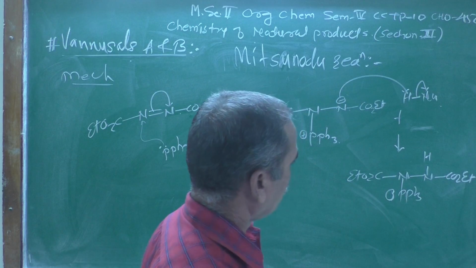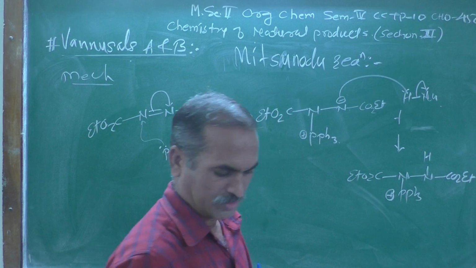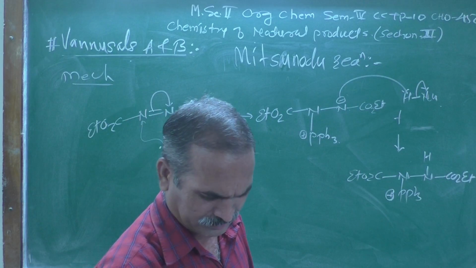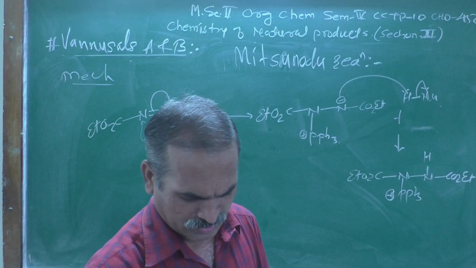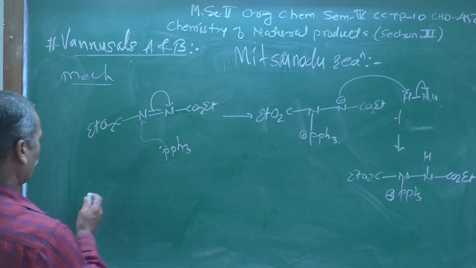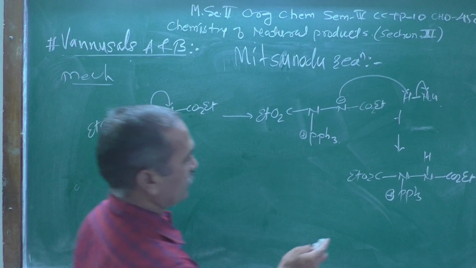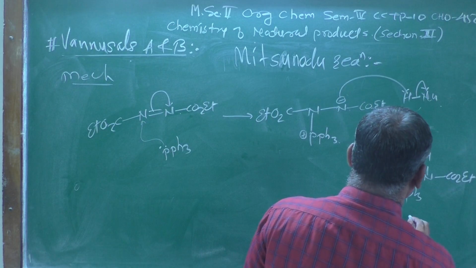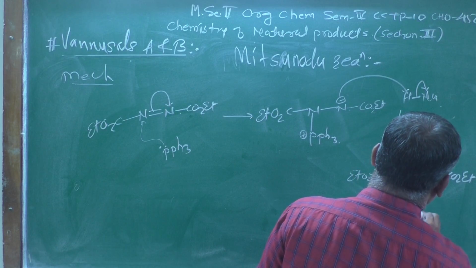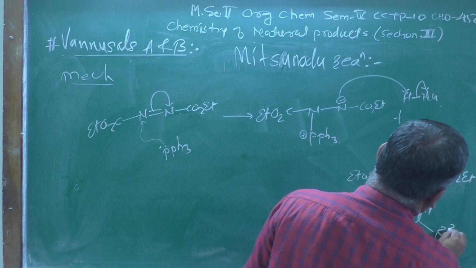Now, this is the compound when further that alcohol. Let us see here. Now I am showing this one once again. Let me draw here a nucleophile. This is alcohol, OH, R1 and R2.